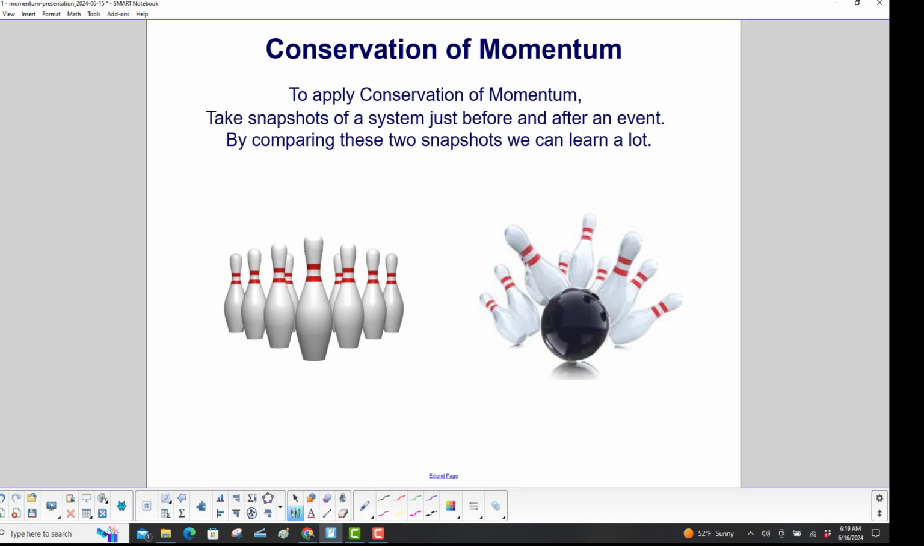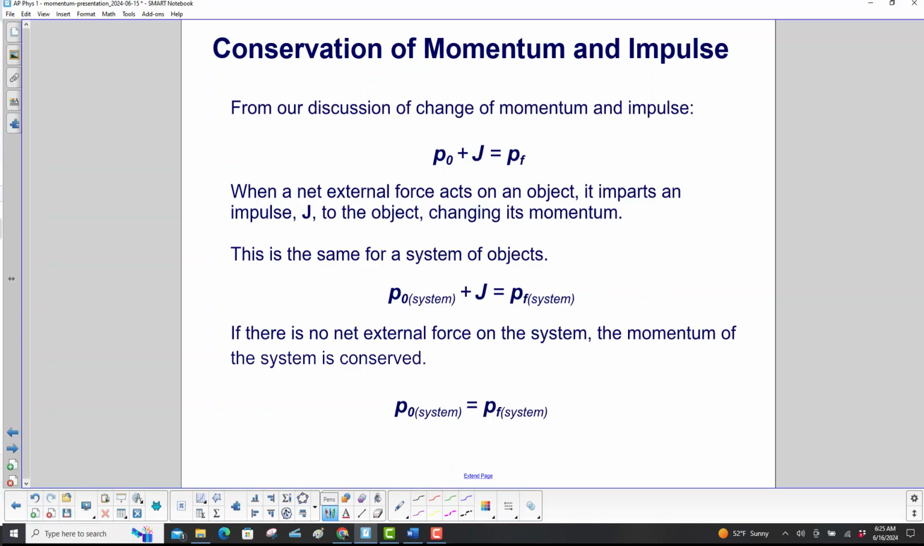To apply conservation of momentum, take snapshots of a system just before and after an event. By comparing these two snapshots, we can learn a lot. From our earlier discussion of change of momentum and impulse, we have initial momentum plus impulse equals final momentum. When a net external force acts on an object, it imparts an impulse, J, to the object, changing its momentum. This is the same for a system of objects. If there is no external force on the system, the momentum of the system is conserved.